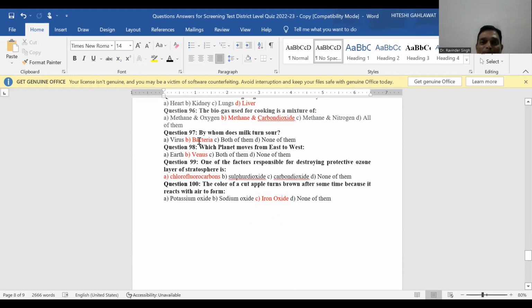Question number 97. By what does milk turn sour? That is the bacteria. Question number 98. Which planet moves from east to west? That is Venus. Question number 99. One of the factors responsible for destroying the protective ozone layer of the stratosphere, that is the chlorofluorocarbons. Question number 100. The color of the cut apple turns brown after some time because it reacted with the air to form, that is iron oxide, the answer. So these are the different questions which were used during the screening round.